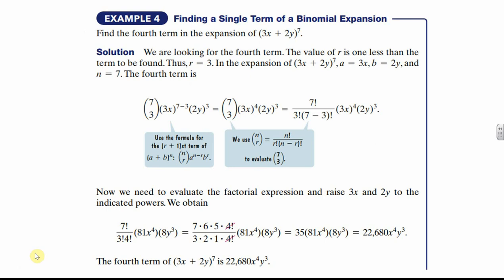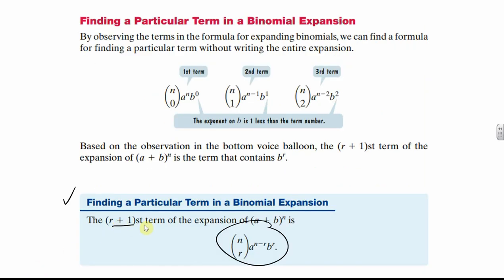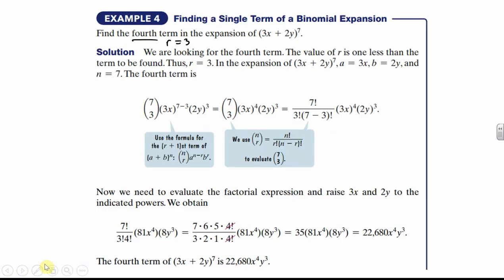Look at this example, finding a single term of a binomial expression. Here, find the fourth term. It looks like r is equal to 4, but this is actually r is equal to 3, of 3x plus 2y raised to the seventh. We are looking for the fourth term. The value of r is 1 less than the term to be found. Why? Because this formula is already computing the r plus 1 term. That's the only thing you have to remember.